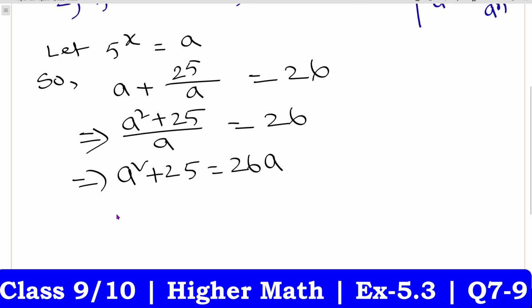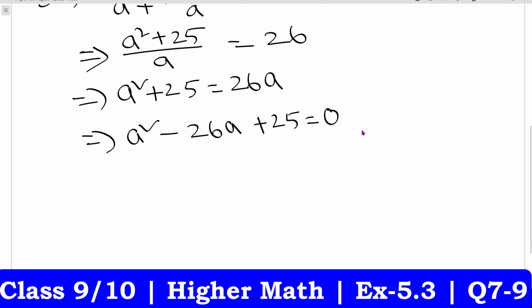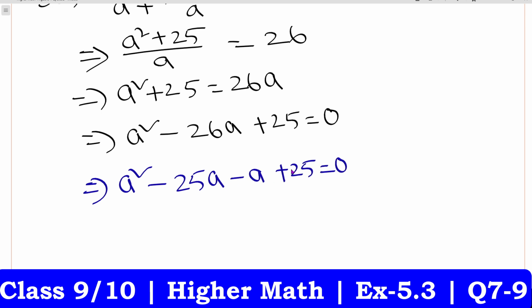All right. Now here is a squared. We can subtract 26a from both sides. So a squared minus 26a plus 25 equals 0. Now we are going to factorize this one. 25 can be written as 25 times 1. It means 26. How? Look. Here is a squared minus 25a minus a plus 25 equals 0.